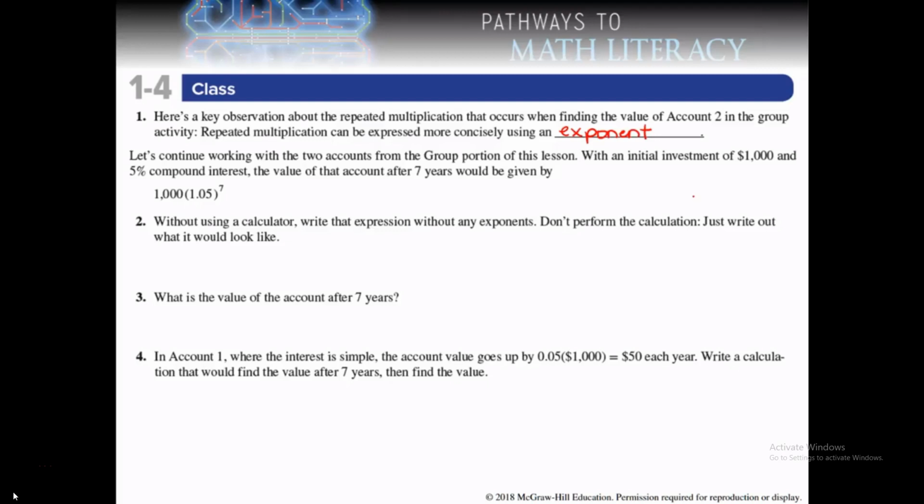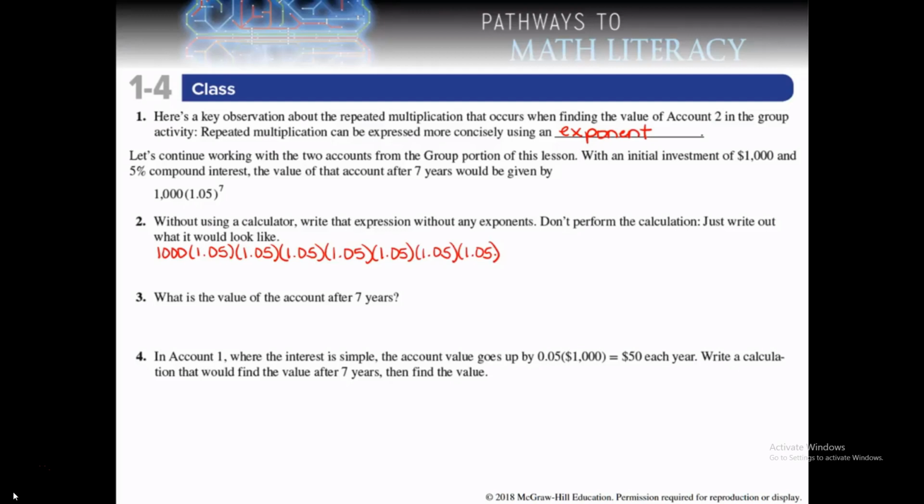With an initial investment of $1,000 and 5% compound interest, we first figured out that we would need to multiply that $1,000 by 1.05 to add on 5% interest. And then we would do that over and over for each year. So if we want 7 years, we would put an exponent of 7 on there. So in number 2, write that expression out. What would that really mean? Well, that would be 1,000 times 1.05 to the seventh means we're multiplying 1.05 times itself 7 times. So that's what it would look like. 1,000 times 1.05, 7 times.